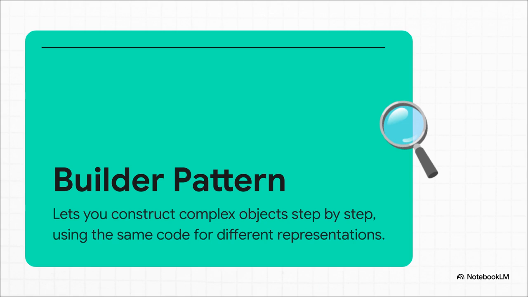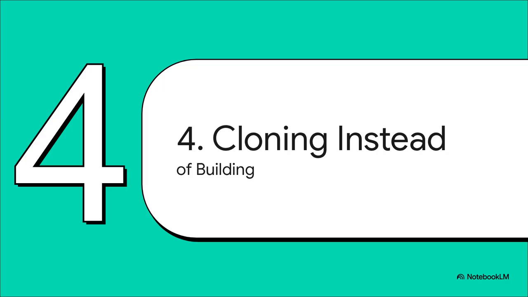You could use one builder to make a log cabin and another to make a stone castle, all with the same simple steps. Okay, so we can control how many instances we have, and we can build complex things step by step. But what if creating an object from scratch is just really, really expensive or complicated? What if it's just plain easier to copy one we already have?